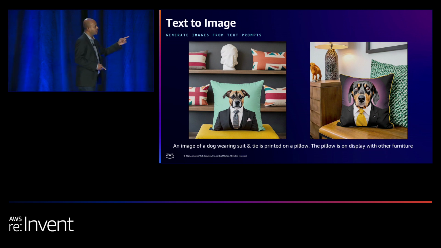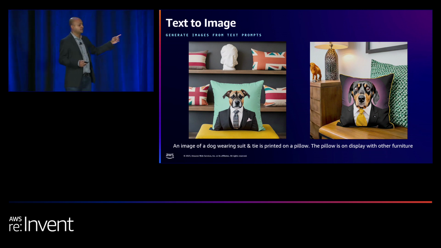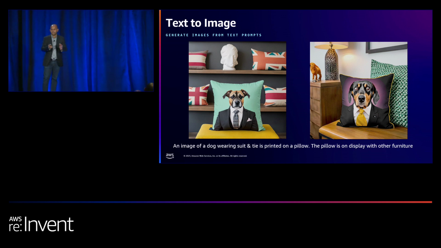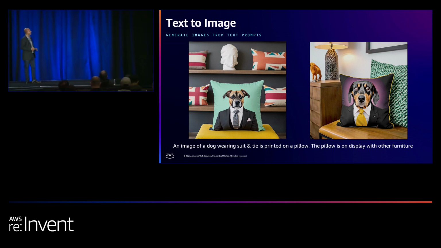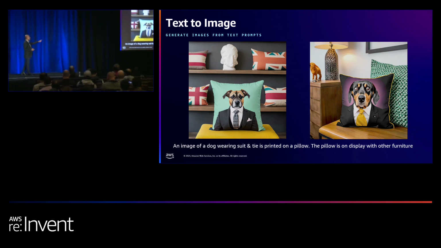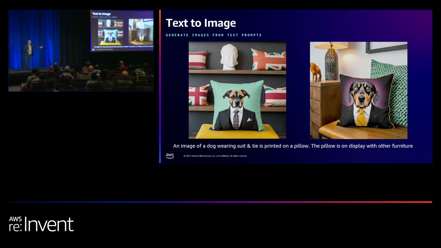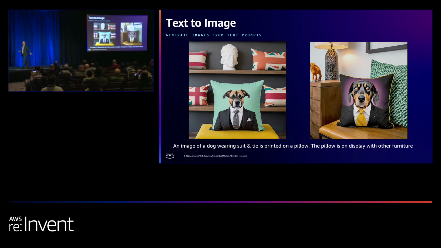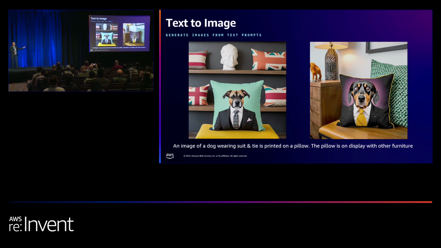So if you read the prompt here, it has 3 parts. First, it's a dog wearing a suit and a tie, right? So first you generate that. And then you have to make sure that it is printed on a pillow with the right aspect ratio and size, et cetera. And then the pillow is also on display with other furniture. So it's a very complex prompt. And as you can see in the quality of the image, it gets it right.